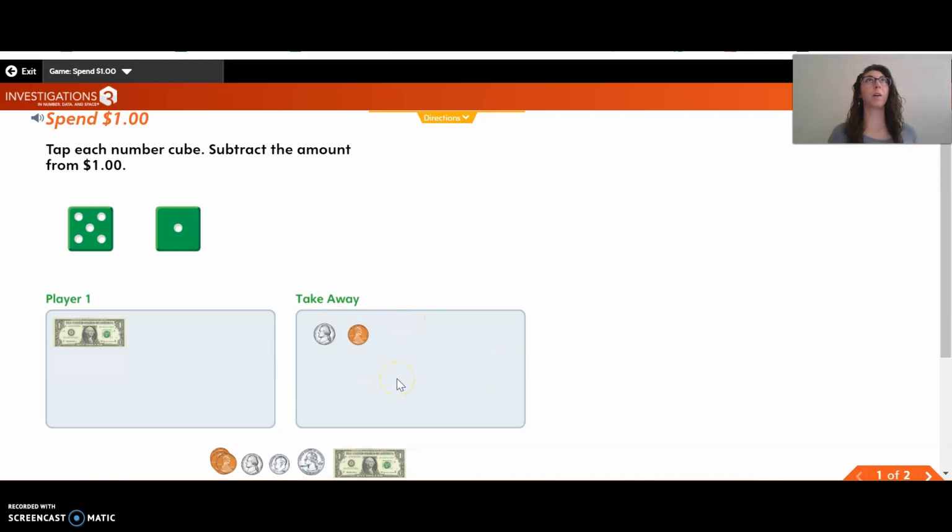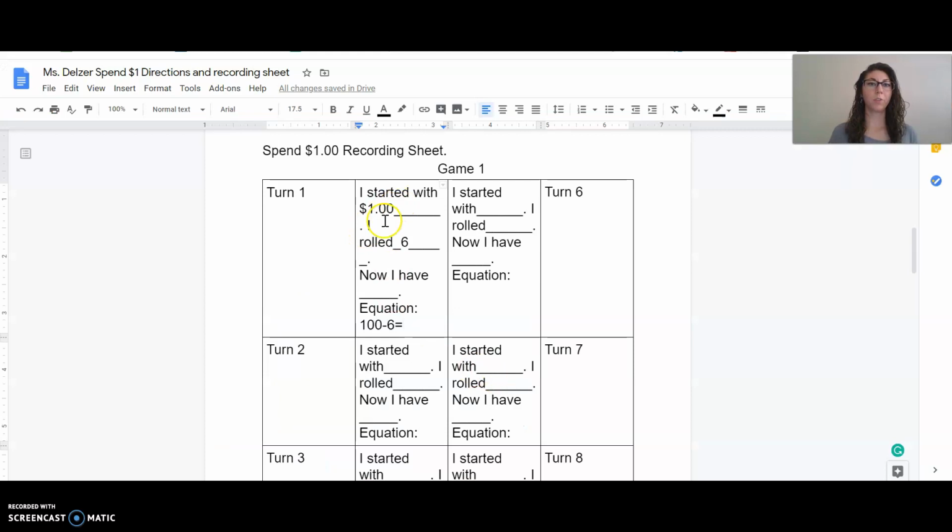By singing my song in my head, a penny is worth 1, a nickel is worth 5, a dime is worth 10, and a quarter 25. I knew that I wanted to use a nickel and a penny because a nickel is worth 5 cents and a penny is worth 1. Okay. So I'm taking this much away, but now in my recording sheet, here's what I need to do.